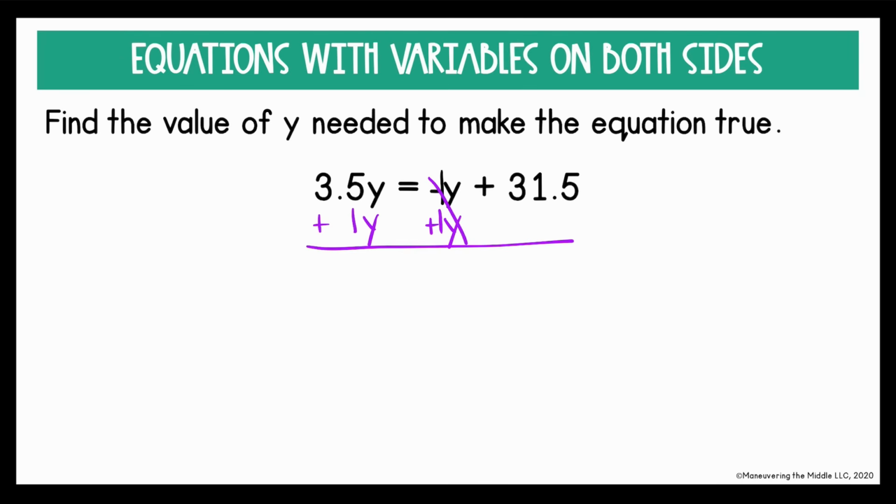So 3.5y plus 1y would give me 4.5y equals 31.5. Now I need to isolate the y by undoing the multiplication and dividing by 4.5. This will leave us with y equals 7.